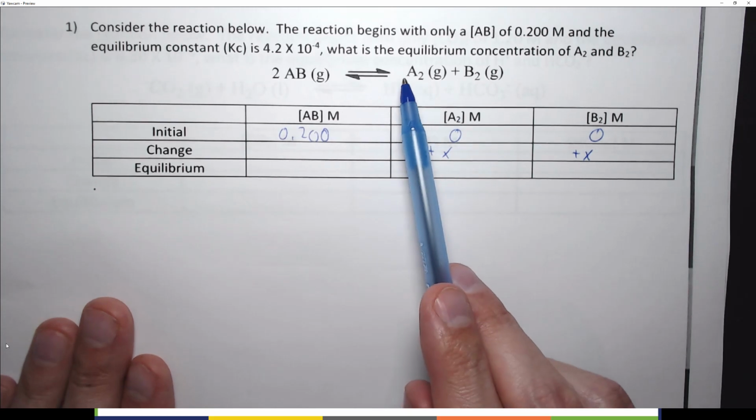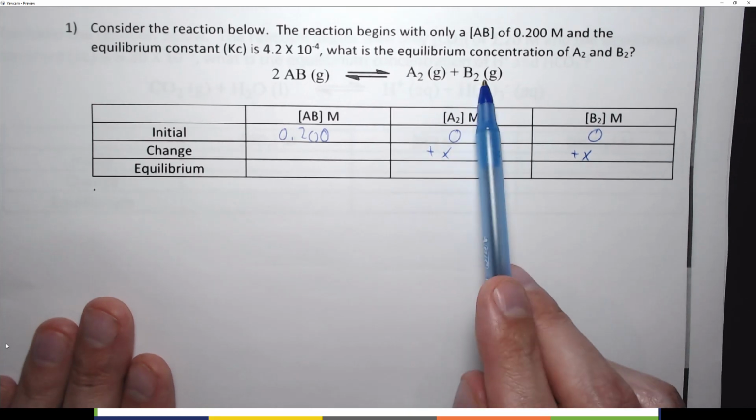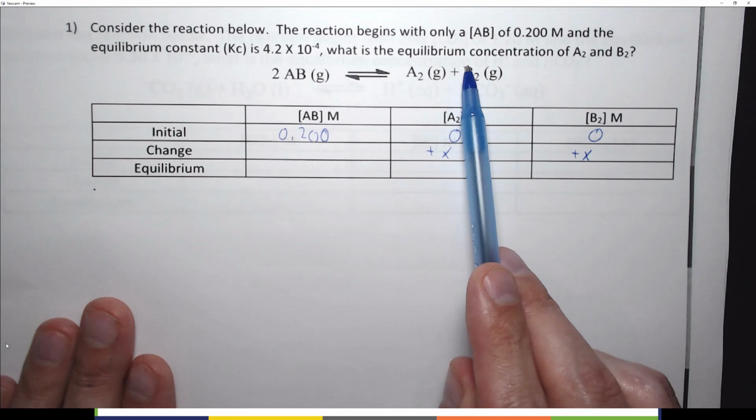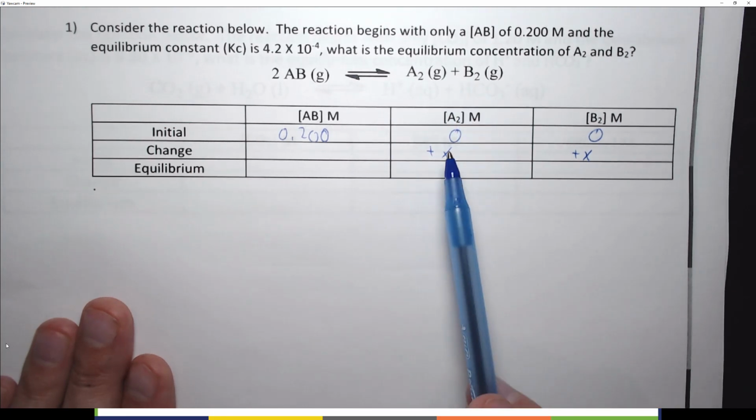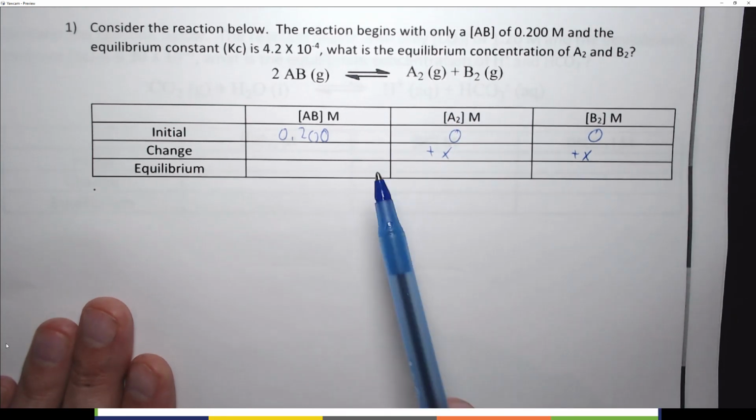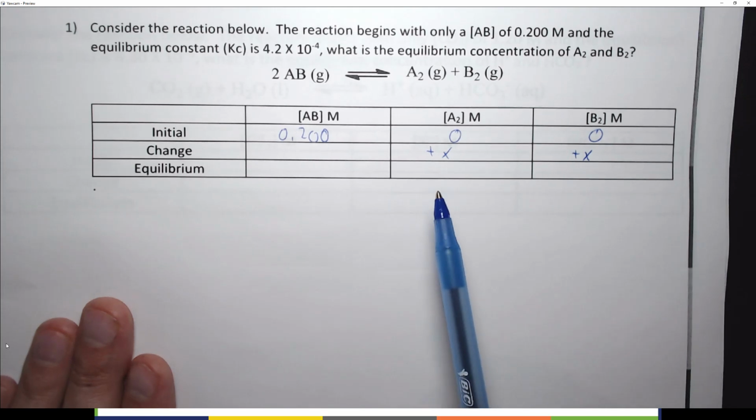Note that they're 1x and 1x because the stoichiometric coefficients here are 1 and 1. If you got 2 B's for some reason, then it'd be x and 2x. All right? So you have to consider the stoichiometric coefficients.